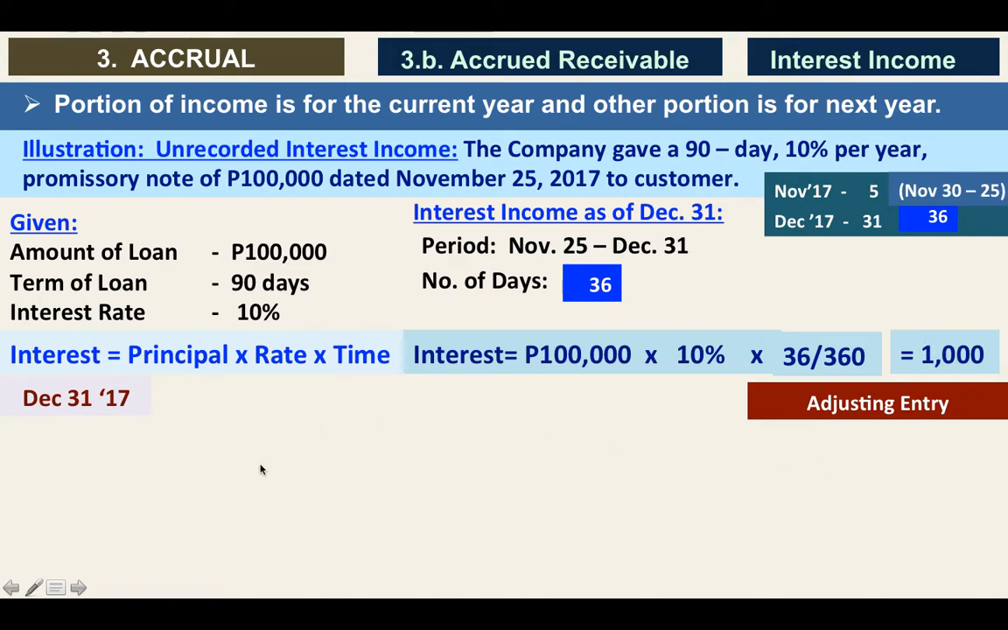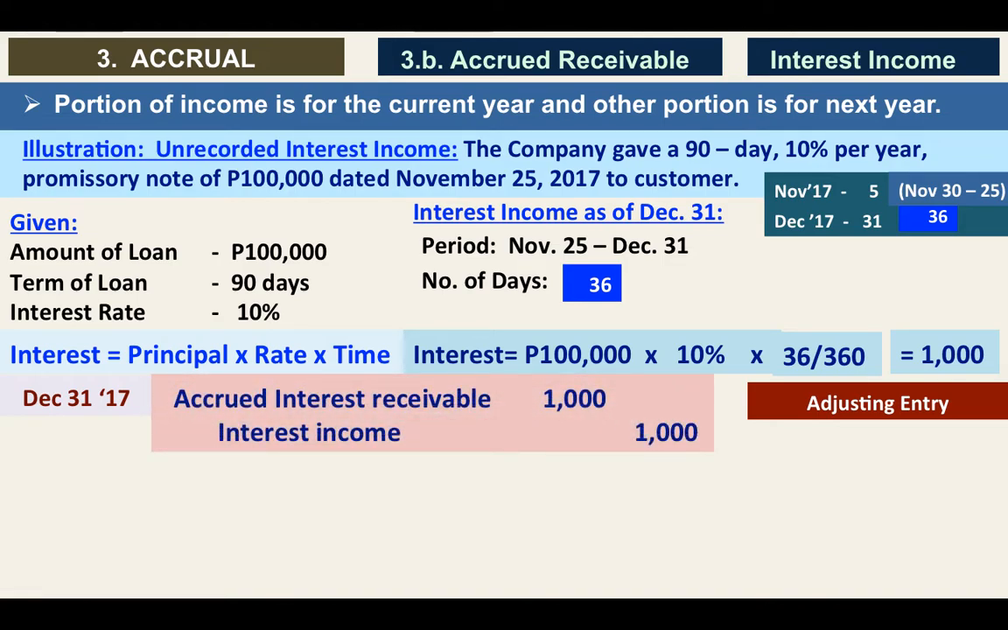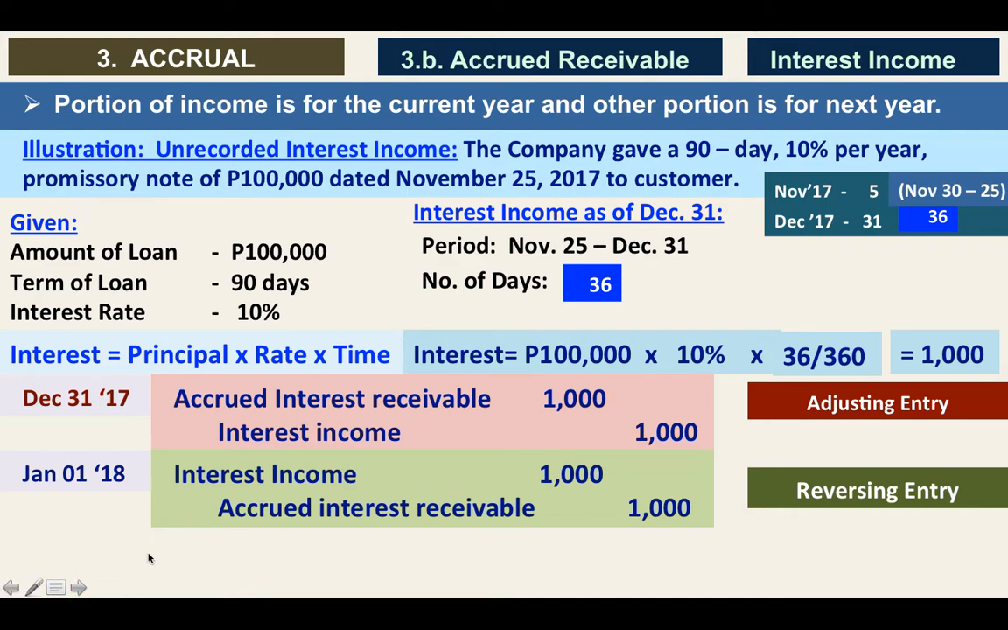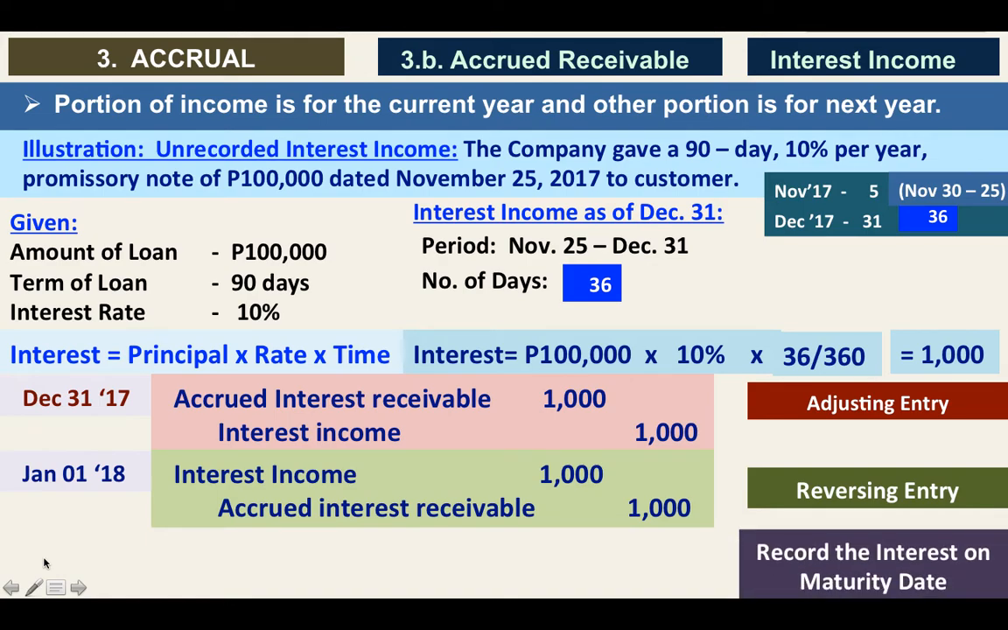So we can record now, okay, debit accrued interest receivable 1,000 and credit interest income 1,000. Accrued kasi 2 periods, okay? Reversing entry, we will reverse this, debit interest income, and credit accrued interest receivable. Okay? And now, let us see kailan dapat bayaran ni customer para ma-record natin yung full interest. Let's determine that. Okay? Let's determine kung kailan yun.